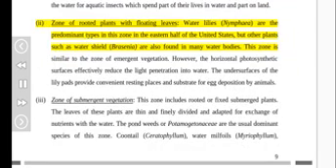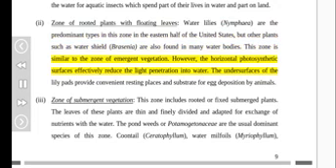E. Zone of rooted plants with floating leaves. Water lilies, Nymphaea, are the predominant types in this zone in the eastern half of the United States, but other plants such as water shield, Brasenia, are also found in many water bodies. This zone is similar to the zone of emergent vegetation. However, the horizontal photosynthetic surfaces effectively reduce the light penetration into water. The undersurfaces of the lily pads provide convenient resting places and substrate for egg deposition by animals.